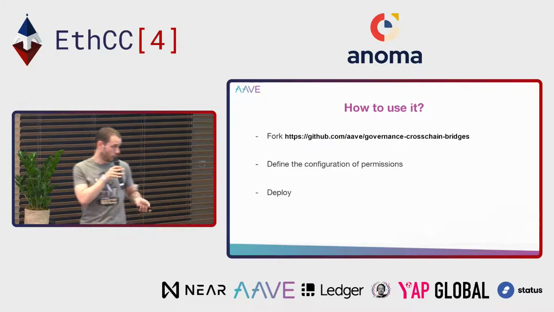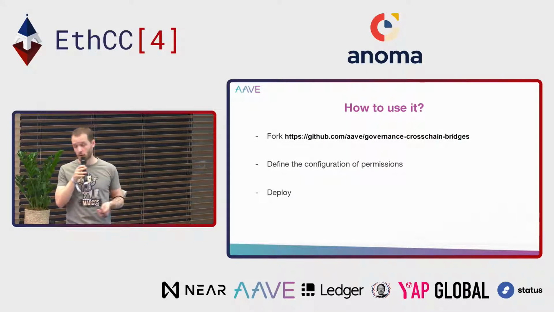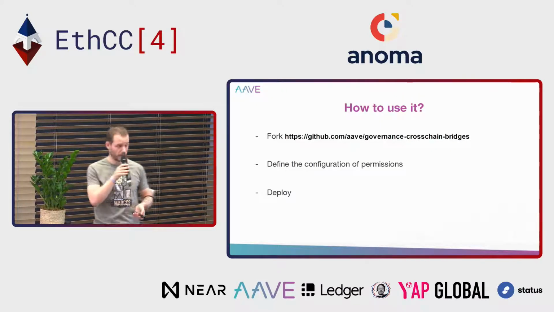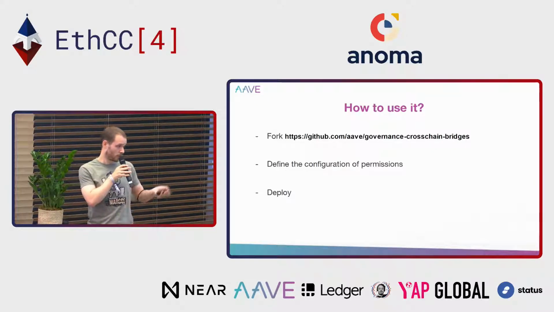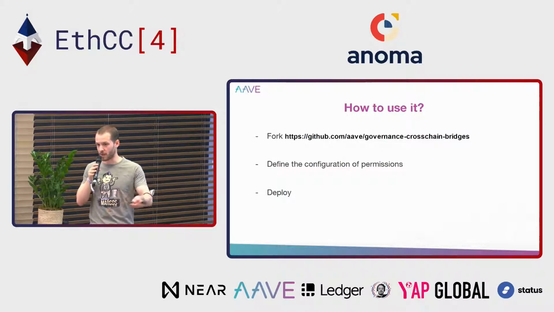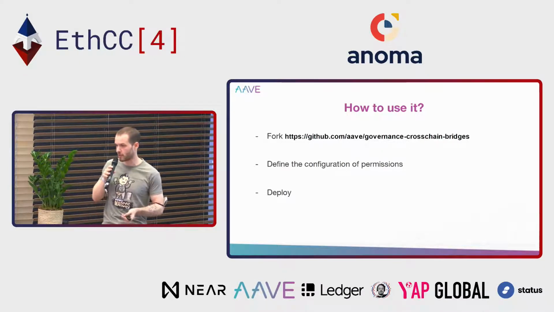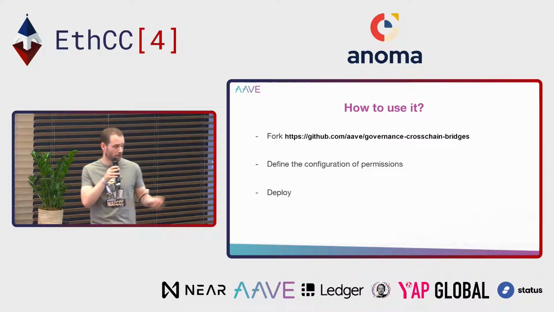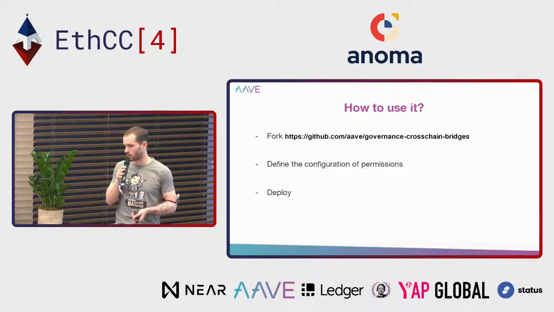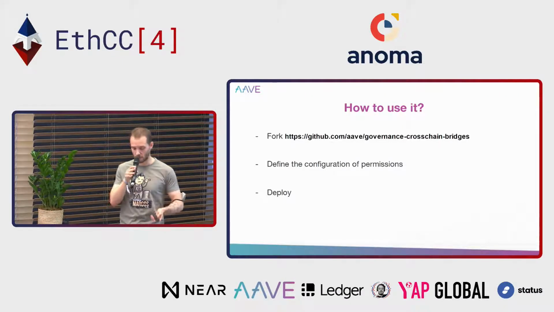Well, how to use it? Basically, forking the repo that is now public in our GitHub. Of course, even if the technology can be reused, the configuration is not the same. So depending on the type of project that you are running, you probably need to change a bit the configuration of who has the permissions on the Polygon side, on the Ethereum side, and so on. But it's pretty pluggable on anything. And then deploy it.